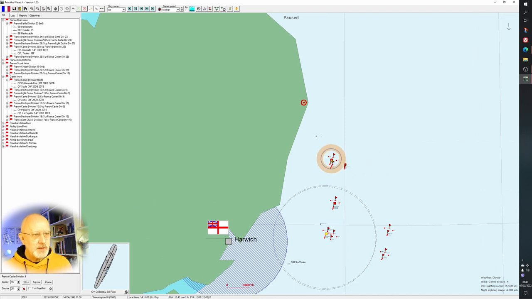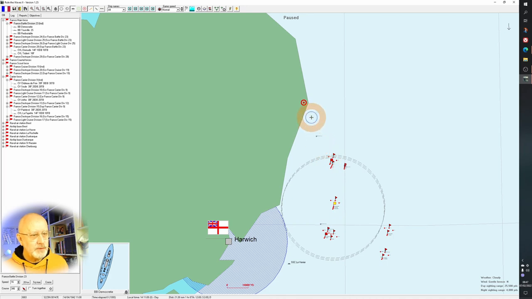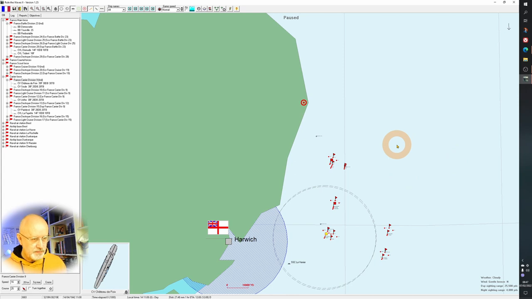So the notional objective is to destroy this. So we will send the cruisers in that direction anyhow, and the battle fleet will follow suit, and the carriers will kind of occupy a position over here. At least that's the plan. Let's see what happens.